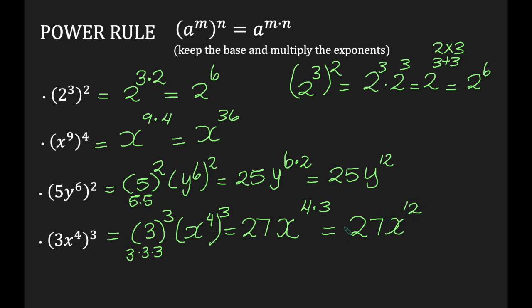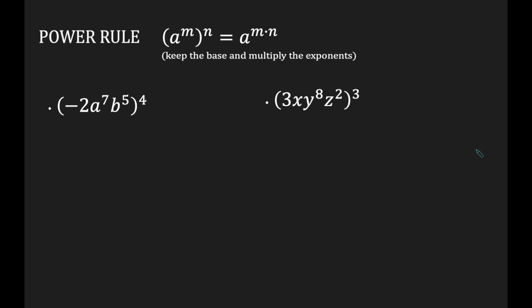And that's your answer. Now these 4 examples were a little bit simple or easy. Let's take a look at a medium type problem. Now here I have 2 problems. Now this first one, I have negative 2a to the 7th, b to the 5th, and all of that is raised to the 4th power. Now inside the parentheses, I have 1, 2, 3 terms. What does that mean? Every term inside the parentheses must receive this exponent of 4.